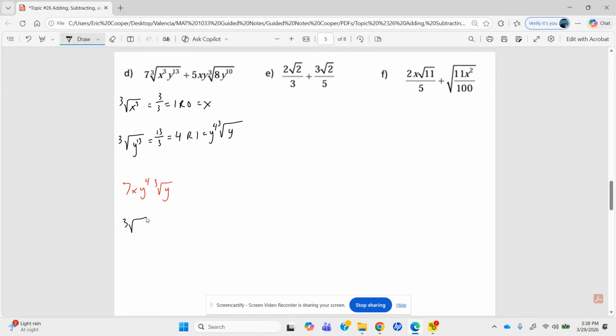So the cube root of 8 becomes 4 and 2. 4 becomes 2 and 2. So this makes sense because we've seen this before. The cube root of 8 is simply 2. And the cube root of y to the 10th: 10 divided by 3 is 3 with a remainder of 1. So this is y cubed with a remainder of y inside the cube root.